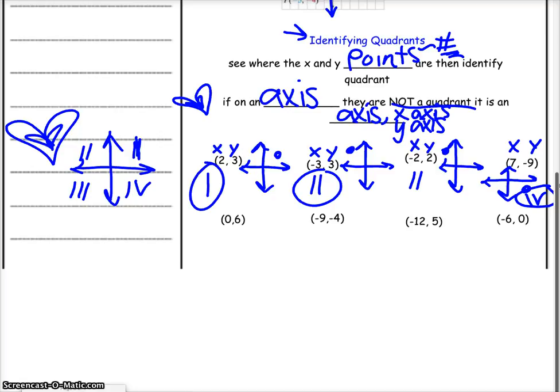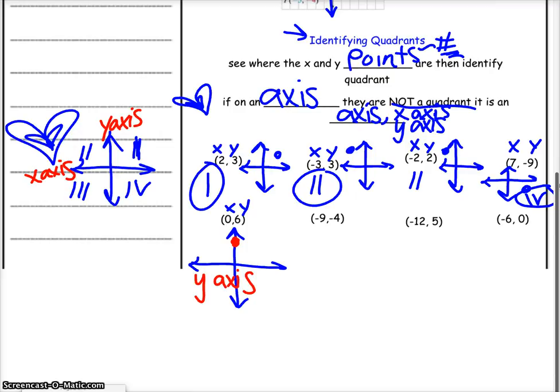Okay, the point (0, 6). Looks like my x is 0. That means I didn't move over anywhere. And my y is 6. So that means I went up. So I'm somewhere, let me do a different color, I'm somewhere up here. Well, this is not a quadrant. This represents an axis. So I would call this, it's on the y-axis. Remember, the y-axis is the tall one. The x-axis is the horizontal.